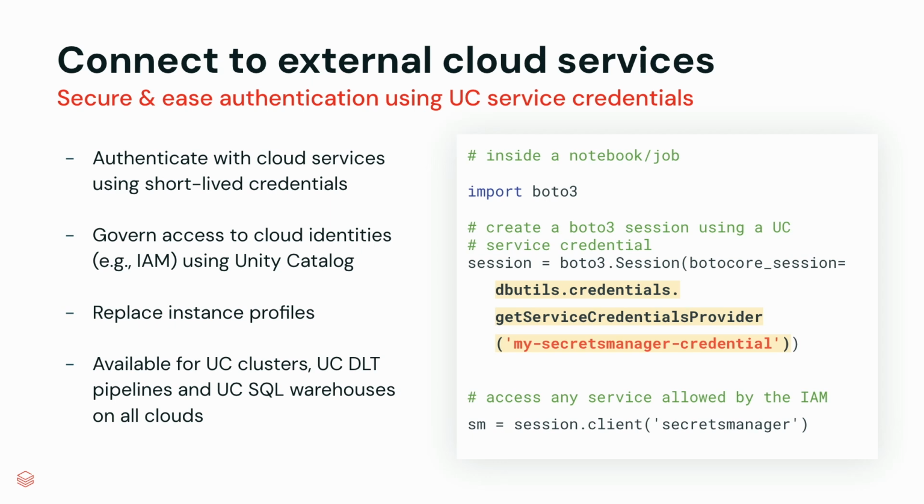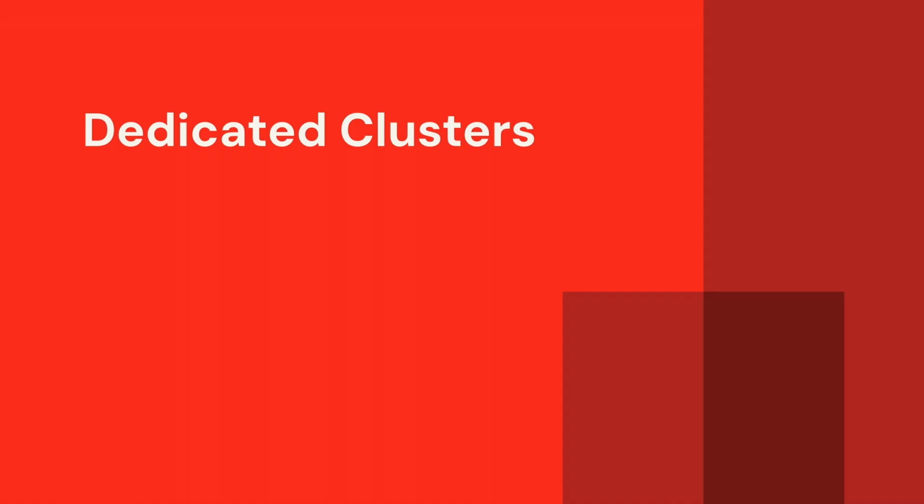All right. This is a replacement for instance profiles or service principals or Google service accounts. It's available on all UC clusters. It's available for Delta Live Tables pipelines. It's also available for user-defined functions on UC-enabled SQL warehouses. All right. That's how it works on the standard cluster, and that's what's new for the standard cluster. And I'll hand it over to Scott to tell you how all of this works on a dedicated one.